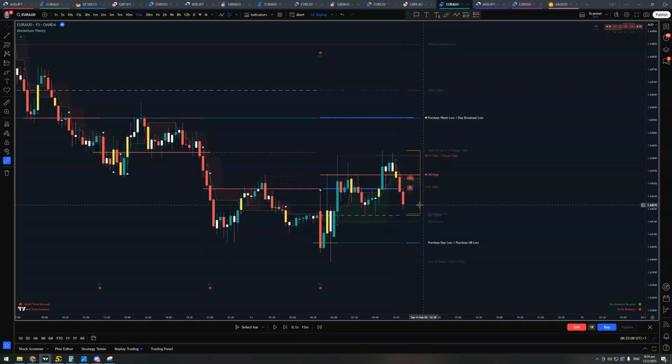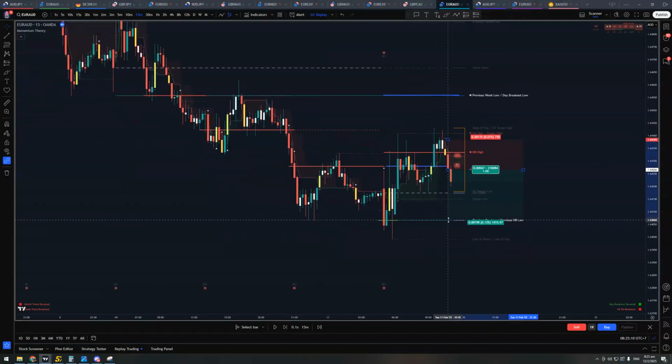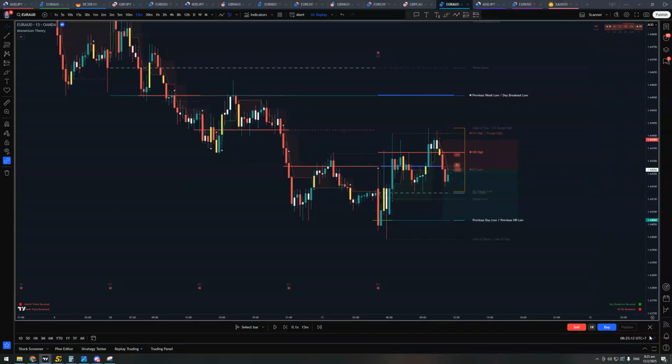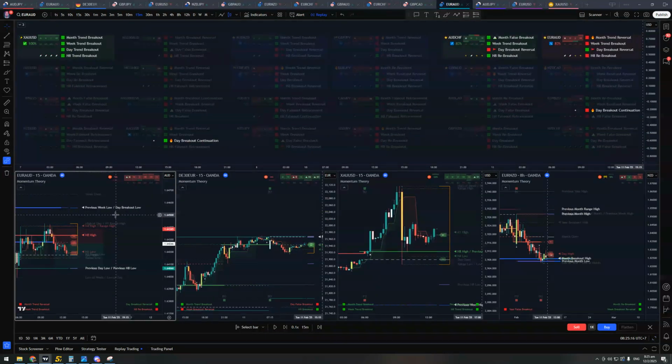So it's always better to have two time frame alignment. And once price got below that H8 breakout level, that's when I entered. I entered with my stop above this momentum bar, and I took it down to that previous day low. And that's exactly what happened. Eventually, it made its way there.